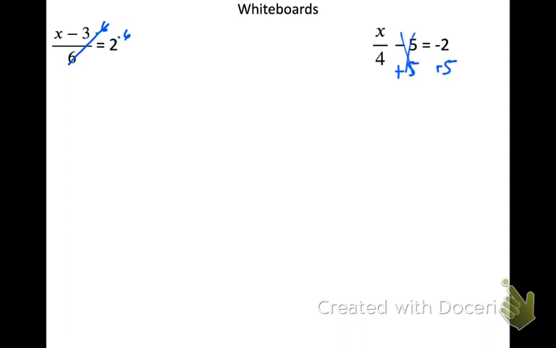Those are just two examples. They're not on your notes or anything. I just want to make sure we understand the difference between a big fraction and a regular fraction or a small fraction.